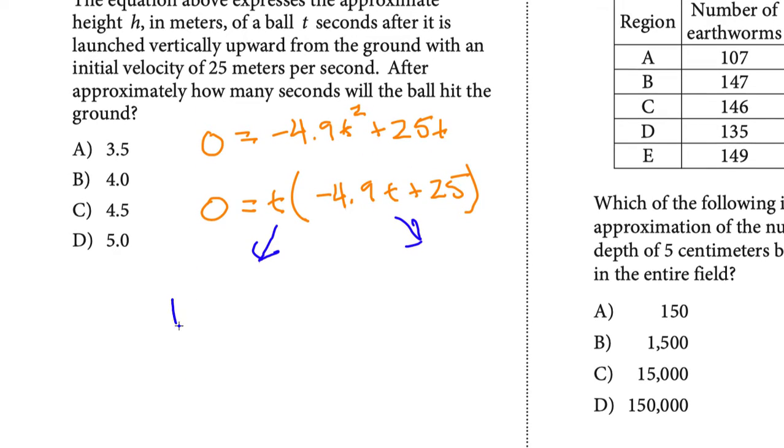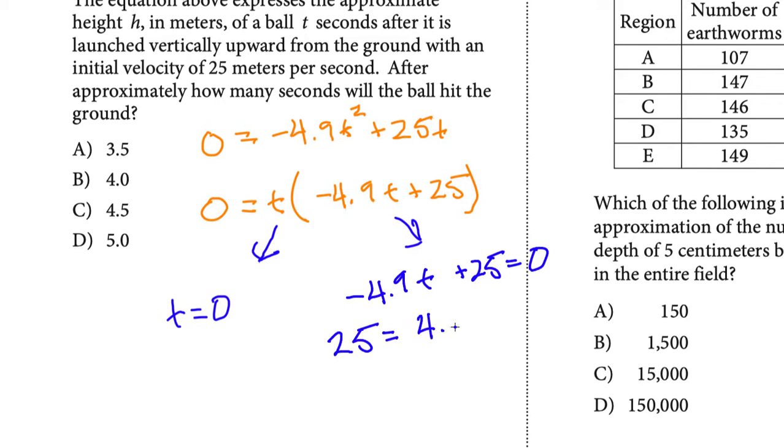So over here, t could be 0, which makes sense because if I'm starting from the ground at t equals 0 seconds, the ball starts from the ground and then goes up and makes this parabola. So t equals 0, that's obviously not an answer over here, so ignore that. Now I need to set negative 4.9t plus 25 equal to 0, and I'm going to solve that. Luckily, you have calculators. I'm going to add 4.9t to both sides, so I get 25 is equal to 4.9t.